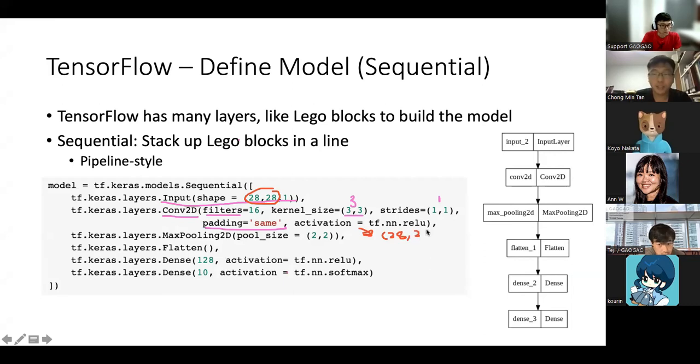Okay, so how many channels are there at the end? So initially there's only one channel, right? But here I have 16 filters. So the output dimension is 28, 28, 16 for 16 channels.